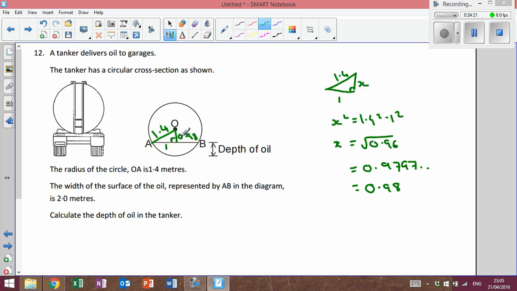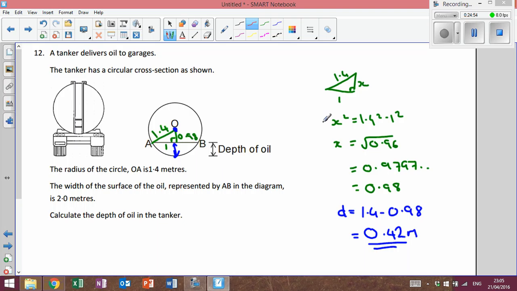Now you're looking for the depth of oil. Okay, so I'm just going to change into blue here. Now, from the center down to the bottom is a radius, so that's going to be 1.4. So the depth at the bottom, let's call it D, is going to be that whole radius, take away 0.98. Okay, whatever's left over is going to be in oil. So it's 0.42 meters.